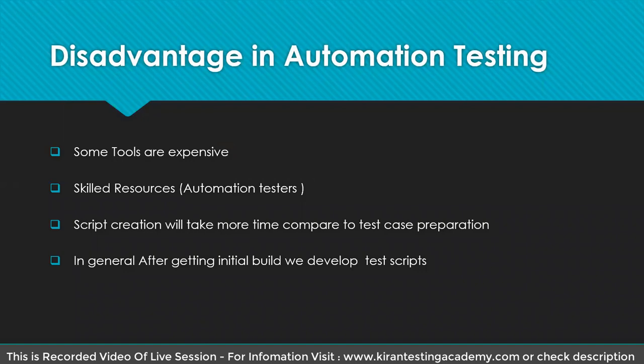Next, for the automation, skilled resources are required. Automation testers are generally paid high when compared to manual testers. So the cost to the project or cost to the company, CTC, increases. This is one of the limitations I can say. The major two things I'm trying to talk about now are very important.